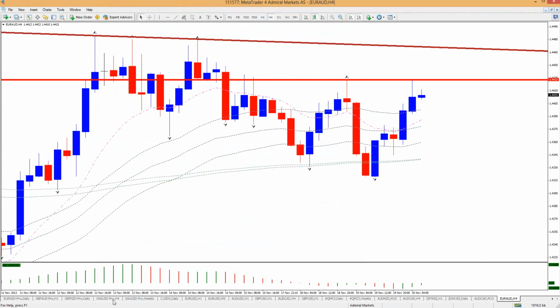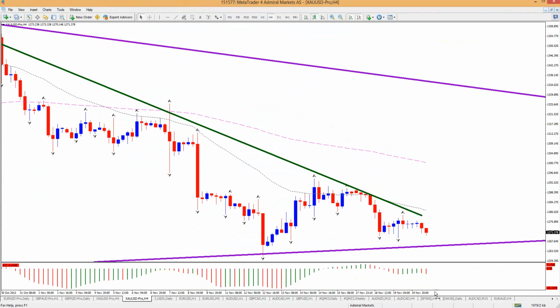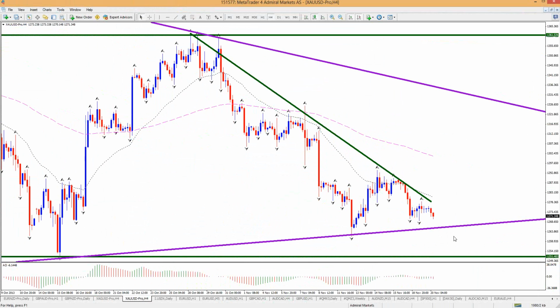No preferences so far. Maybe we could take a quick look at gold in that case. Gold is really going nowhere. It can't break the green line, can't break the purple line, still stuck in that triangle. Nothing new, in fact, with that.